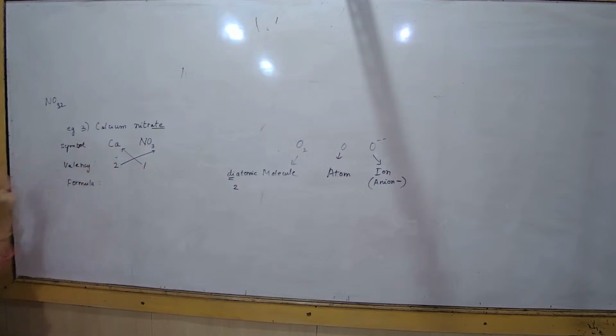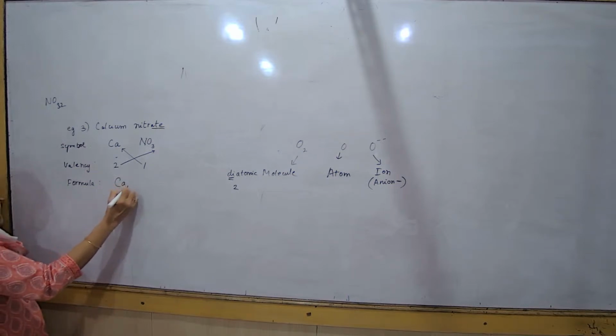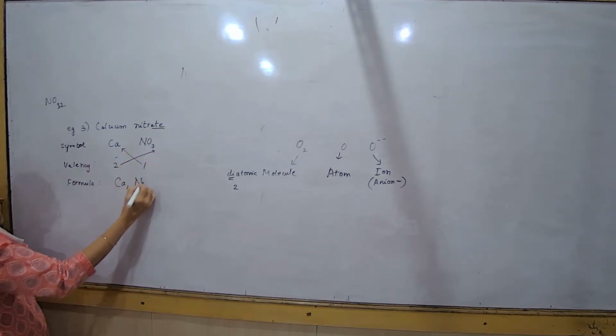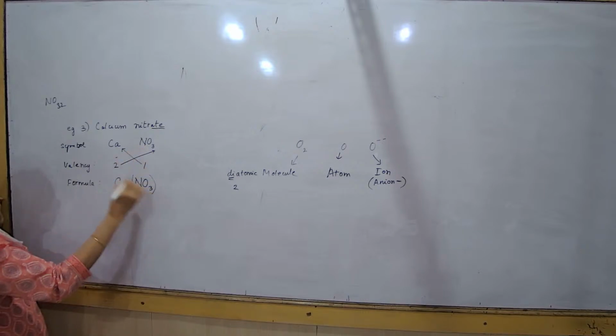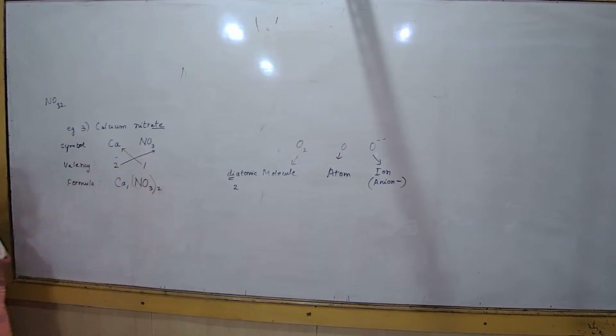Look at the board. Look at the board. So calcium is 1. Then you have what? NO3. Because it is polyatomic, I have to put it in a bracket and then only put the number. If I don't put a bracket, what will it be? It will become 32, which is wrong. You cannot write it that way.